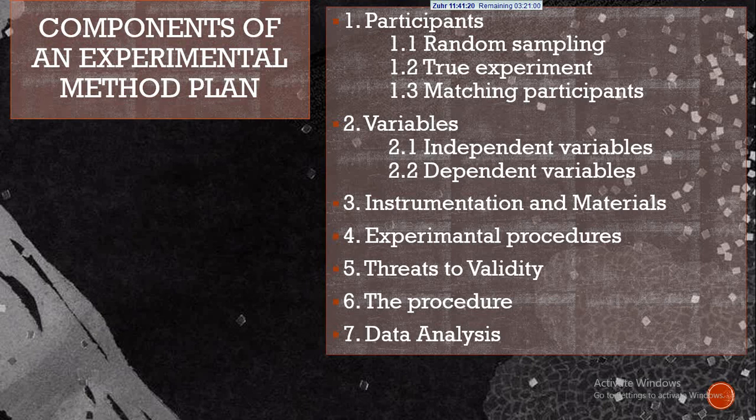Number 4. With increasing frequency, experimental researchers report both statistical results of hypothesis testing and confidence intervals and effect size as indicators of practical significance of the findings.